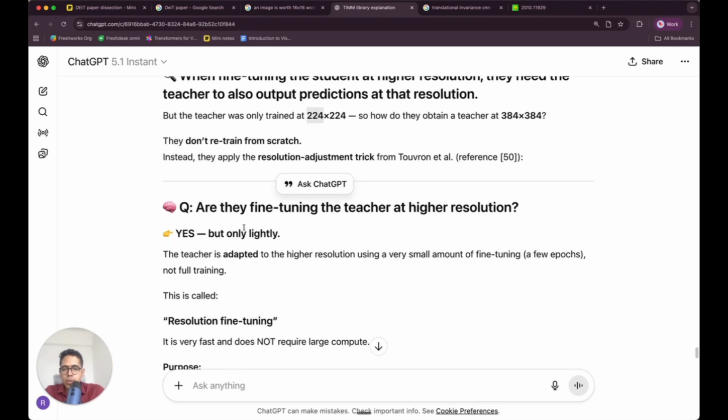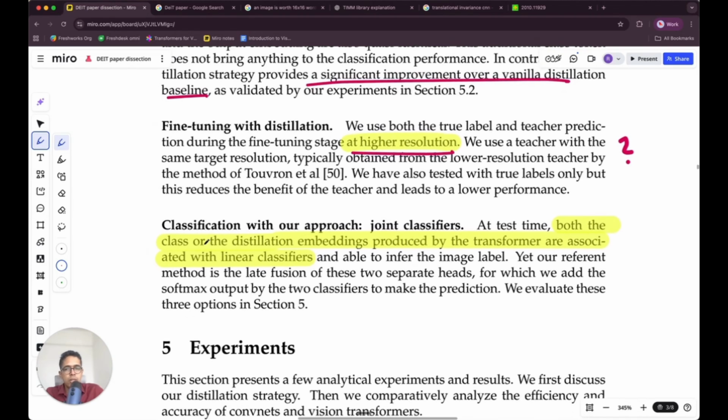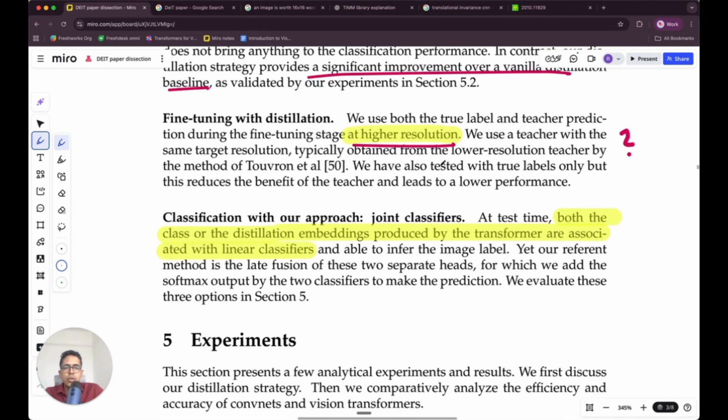Okay, so the teacher is adapted to higher resolution using a very small amount of fine-tuning, a few epochs, not full training. Okay, fine. That's all I wanted to know. I just wanted to know if a little bit of fine-tuning is done on the teacher or not. That is what is done. We have also tested with true labels only, but this reduces the benefit of the teacher and leads to lower performance. We will see. I hope they will show this in a table.